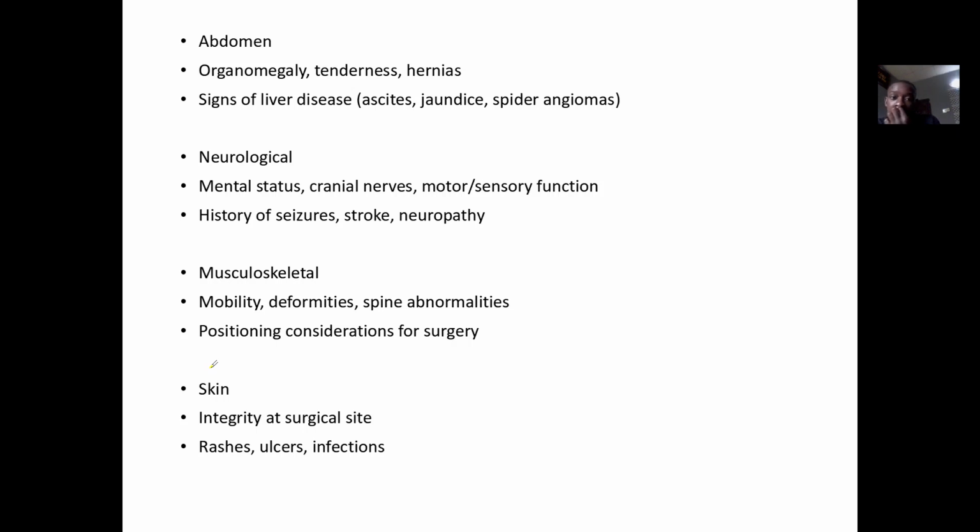In the nervous system, you look at their mental status, if they've ever had any history of seizures, stroke or neuropathy. Then the musculoskeletal system, you look at how they are able to move, the deformities, spine abnormalities, and all of that. Then on the skin, you look at the integrity at the surgical site, you look at if they have rashes, look at if they have ulcers, look at if there are any infections on the skin and all of that.